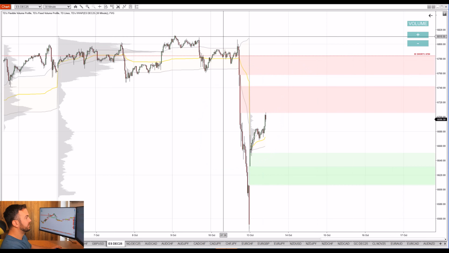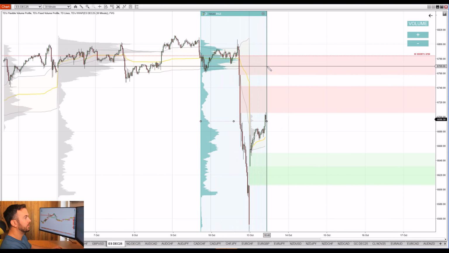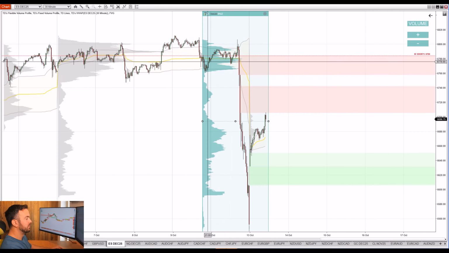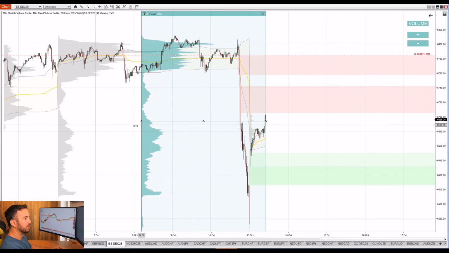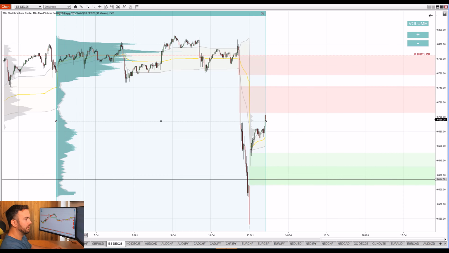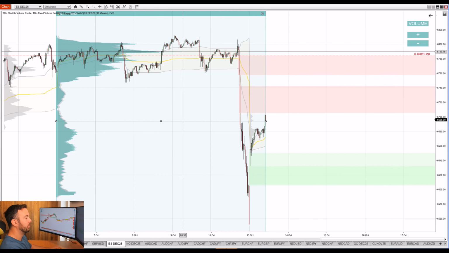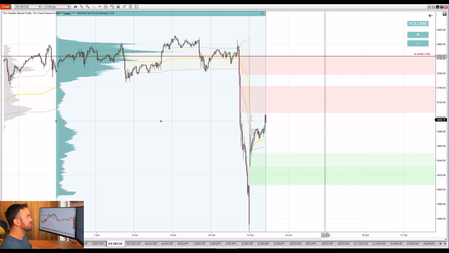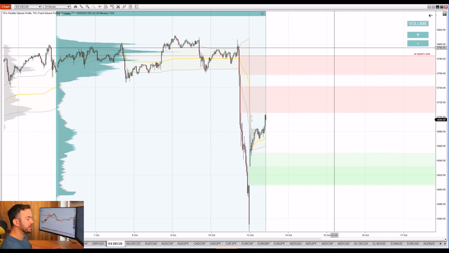You can as well use the flexible volume profile. That's the profile you can move around like this. As you can see, the heavy volume zone is visible here as well. If I extend it to that whole area, then you can see that here is the point of control. All right. So that's the logic behind this short. Right now, we just need to wait.